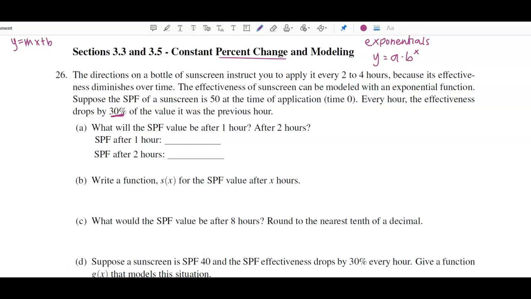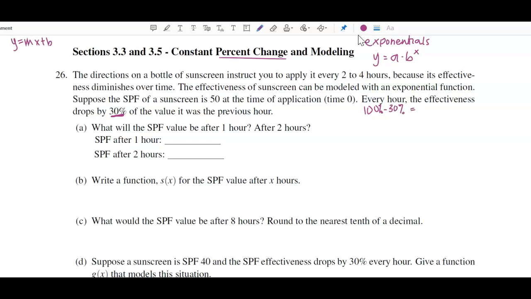It says in a bottle of sunscreen, it tells you to apply every 2 to 4 hours because its effectiveness diminishes over time. Suppose the SPF of a sunscreen is 50 at the time of application. Every hour the effectiveness drops by 30% the next hour. So when we're trying to figure out what that percent change is, we're saying they're starting off at 100%, but then it's dropping by 30%.